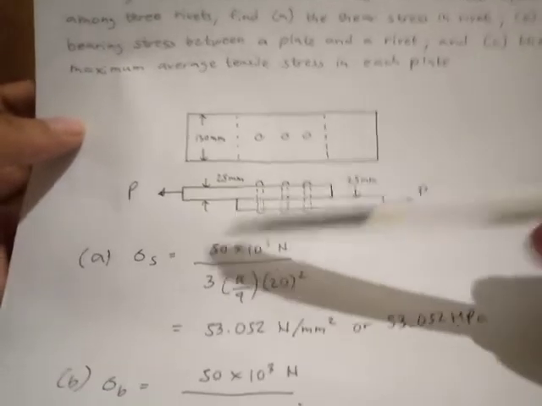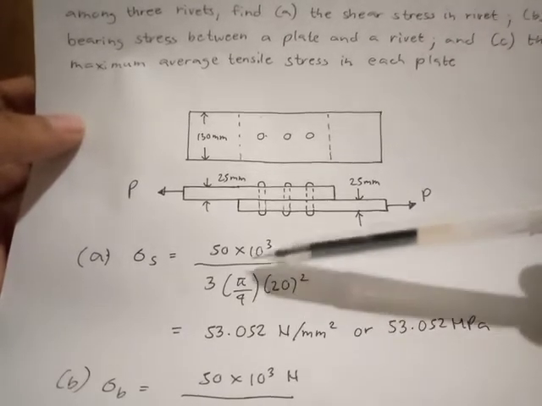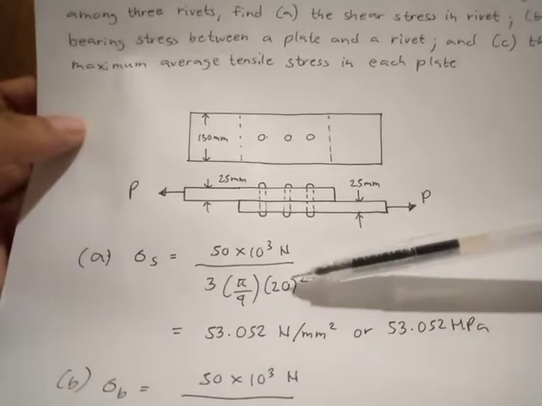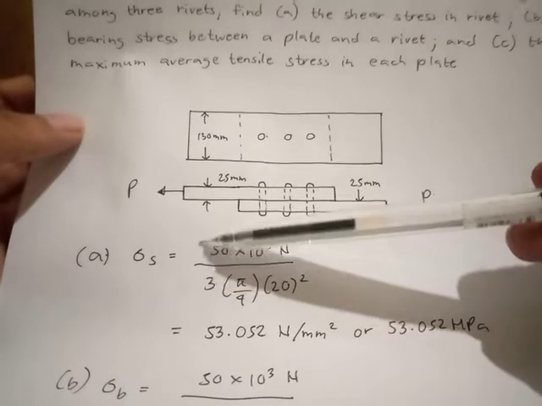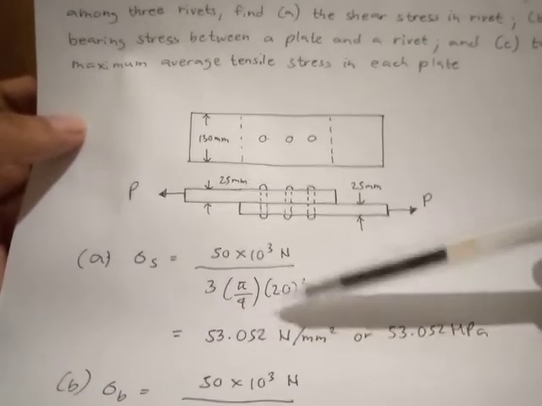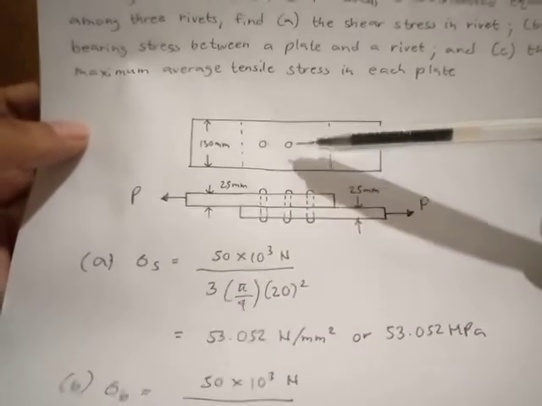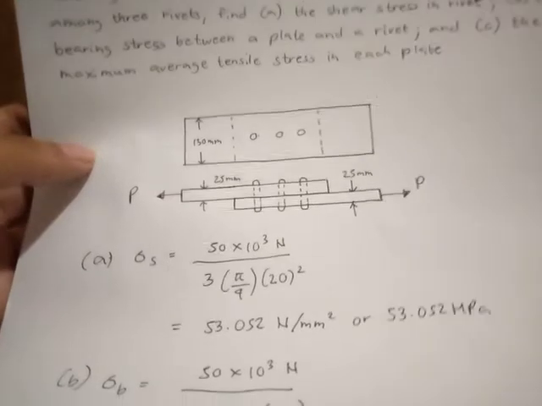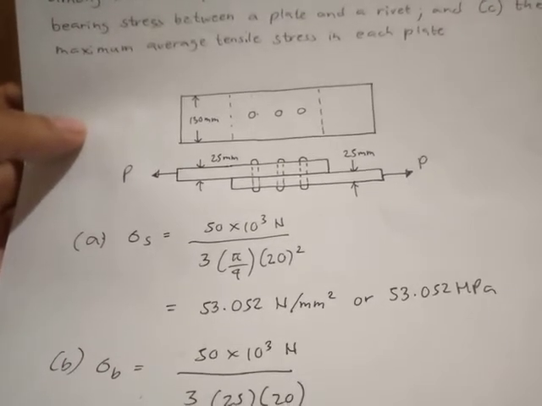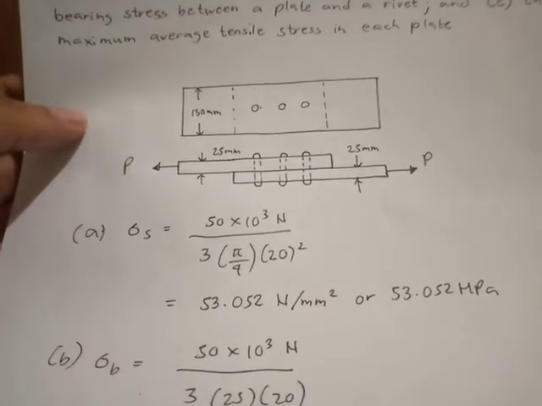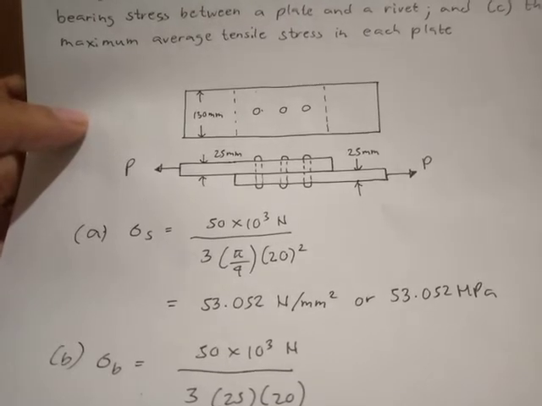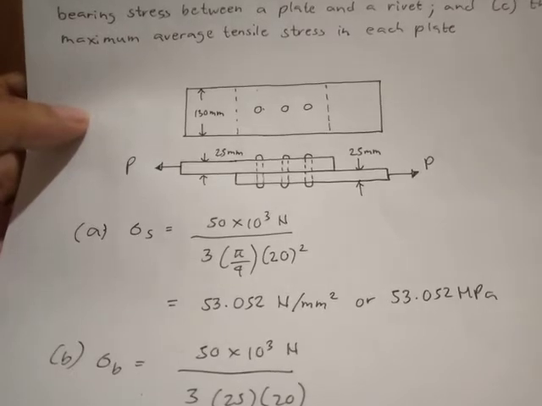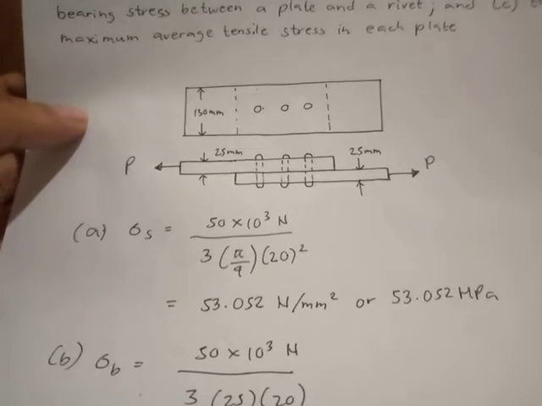Here, it is supposed to be 2 times 50 times 10 to the power of 3 Newton, over 2 times 3 times pi over 4 times 20 squared. The 2 in the numerator and denominator cancel out, so we can just say P over the area of the three rivets. We converted 50 kilonewton to Newton so that the result is in Newton per mm squared. We have 53.052 Newton per mm squared. As I said in the previous example, 1 Newton per millimeter squared is equivalent to 1 megapascal. So our answer is 53.052 Newton per millimeter squared, or 53.052 megapascals.